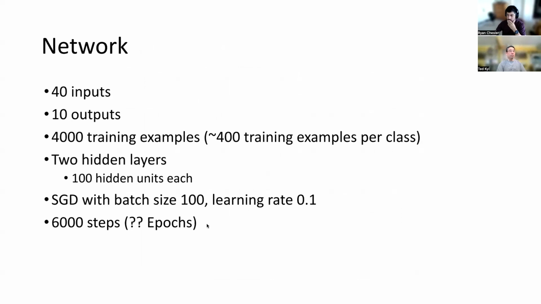So they walk us through this example. It's got 40 inputs, it's got 10 outputs for all the different classes, and then they have 4,000 different training examples, 400 of each class, and then we're training two hidden layers, 100 units each, stochastic gradient descent, batch size of 100, learning rate of 0.1, and 6,000 steps. And then if you want to, you can work backwards from the number of steps and the amount of data and the batch size to figure out the epochs.